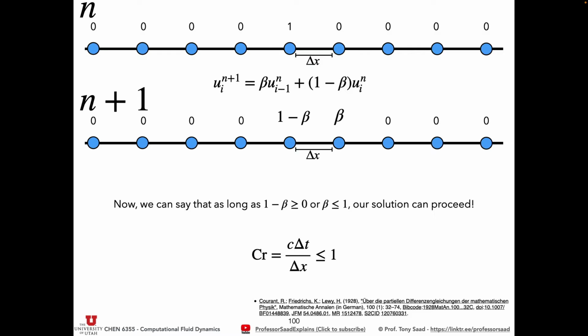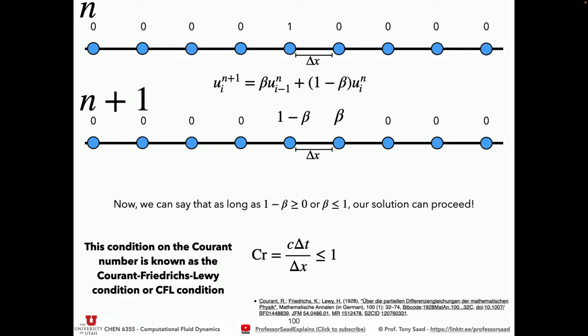This condition is called the CFL condition, named after Richard Courant, who was behind this number, in a 1928 paper. Courant, Friedrichs, and Lewy condition. So CFL condition, you've heard of that. Now, don't call this the CFL number. CFL is not a number, it's a condition. This is the CFL condition. The CFL condition is a condition on the Courant number.